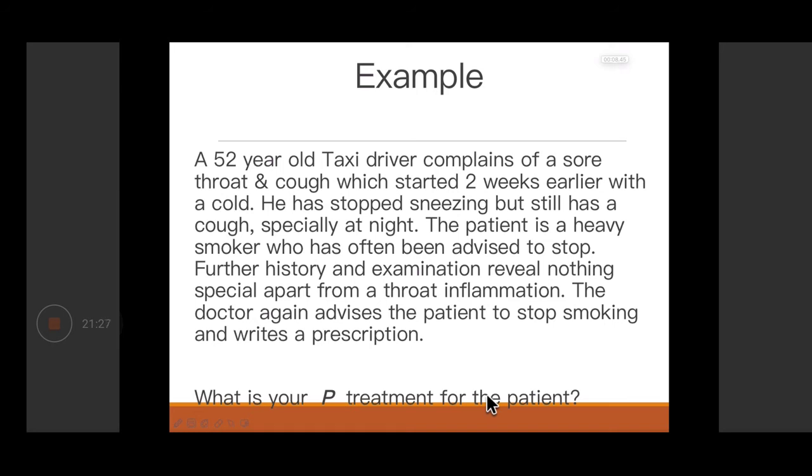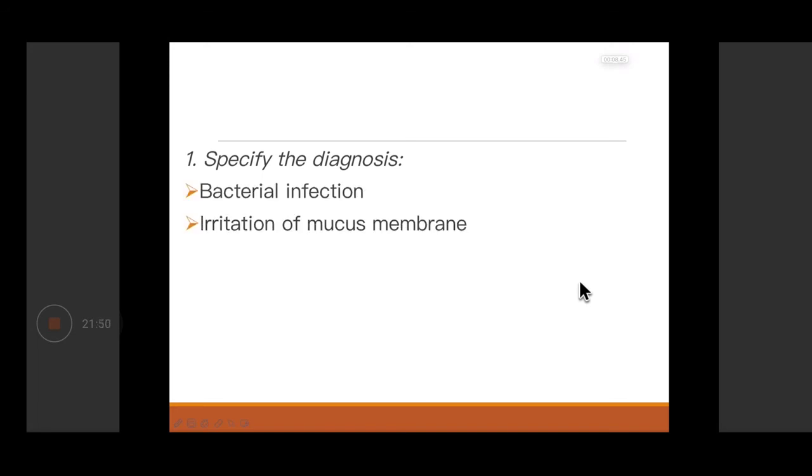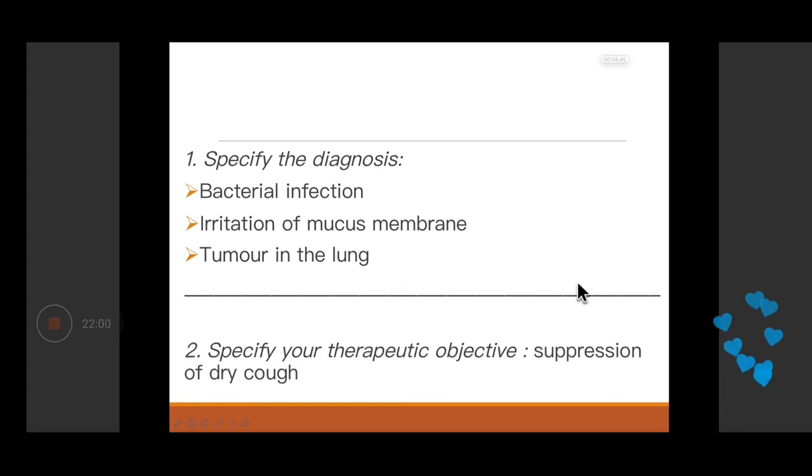As I told you, we will be having a lot of P treatment exercises for various conditions like bronchial asthma. So this is a small example which I want to give you right now. Even if you don't understand it today, we will have subsequent classes wherein you will have more exposure to this concept. So first of all, specify the diagnosis, the flow diagram which I told you. It is probably a bacterial infection, irritation of the mucous membrane, or a tumor of the lung. Anything could happen because of the sore throat. Then you have to specify the therapeutic objective. Objective could be suppression of dry cough.